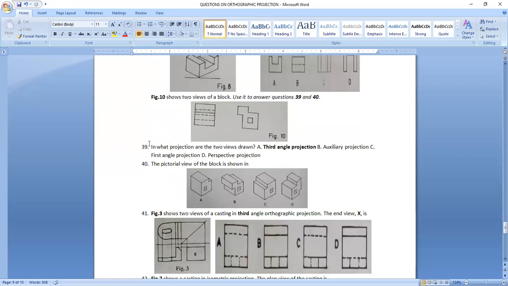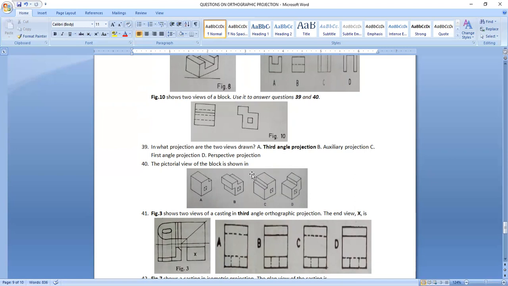Question 39 says: in what projection are the two views drawn? The two views are drawn in third angle orthographic projection, and I know that it is drawn in third angle orthographic projection.